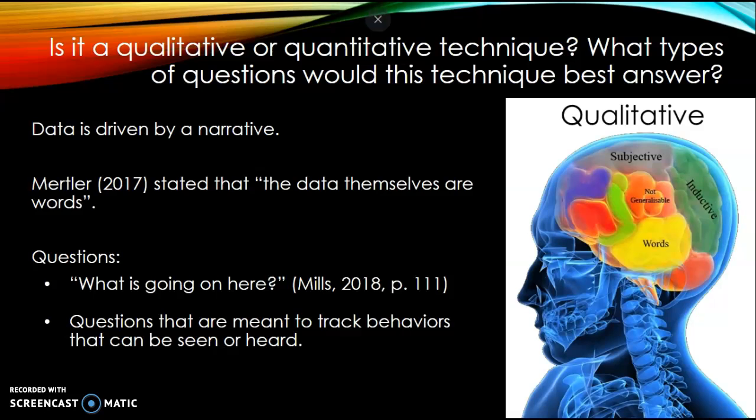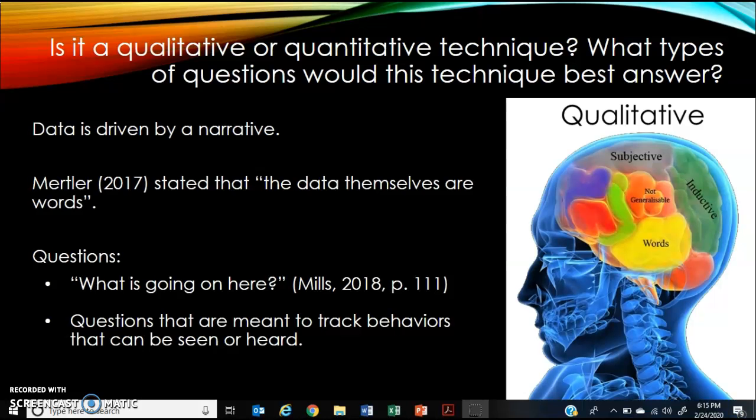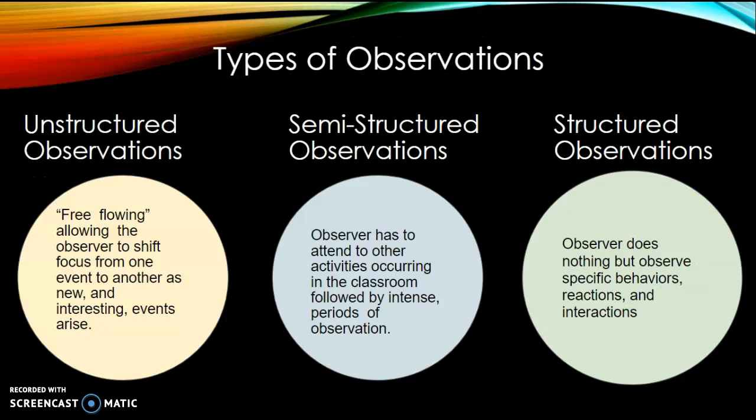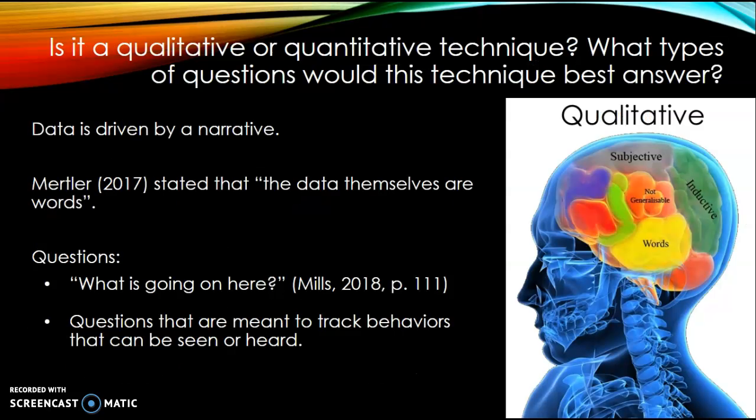So the next question delved into whether it is qualitative or quantitative research, and what types of questions this technique would best answer. In qualitative research, the data is given in a narrative form, so it's given in words specifically. Mertler stated that the data themselves are the words, meaning that there aren't really numbers in qualitative data.